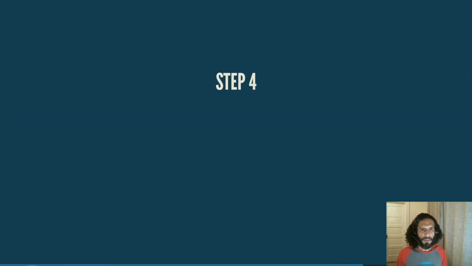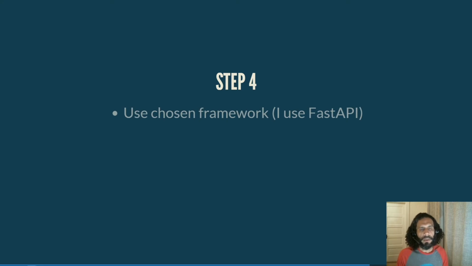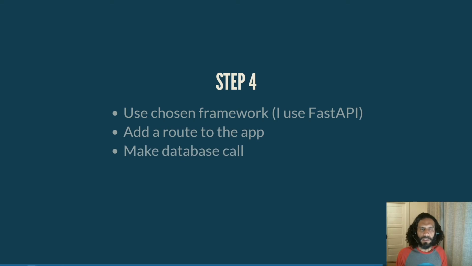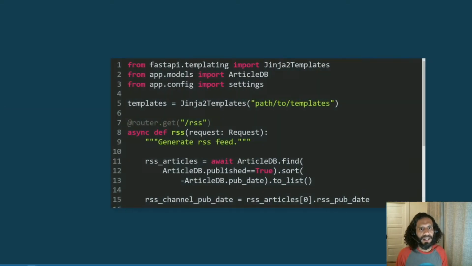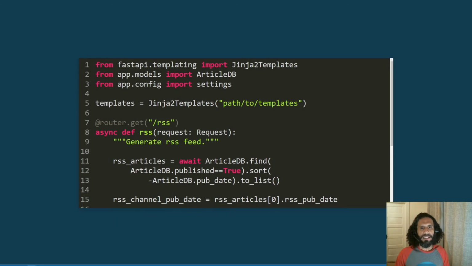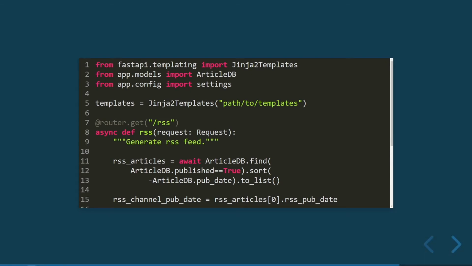So step 4 was to create a route, of course, with my chosen framework. I use FastAPI and make a database call, send that data to a template, and magic. Not really. We just saw how that works, but it feels like it. This is what that route looks like. You will note the first few lines there, just making some calls to the modules, importing some things as needed.